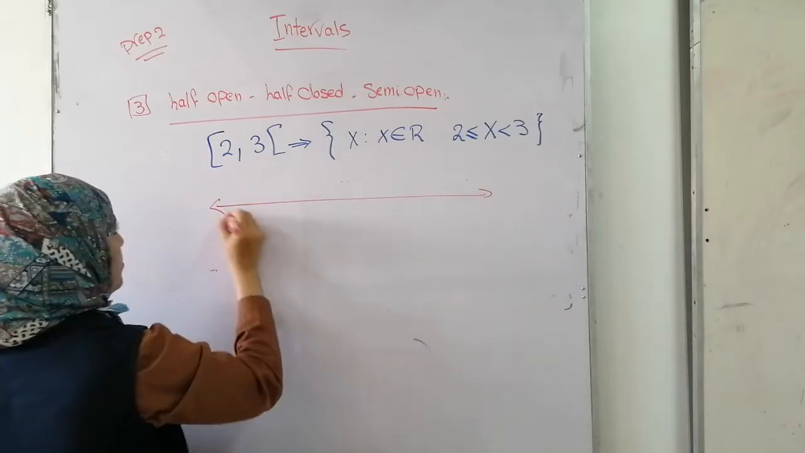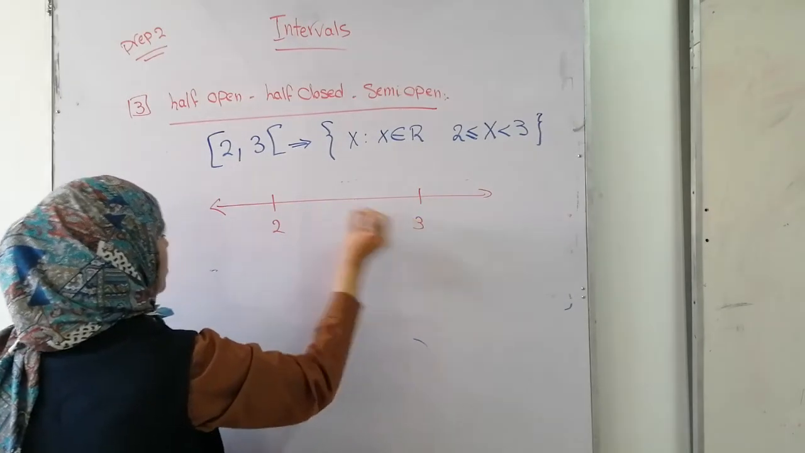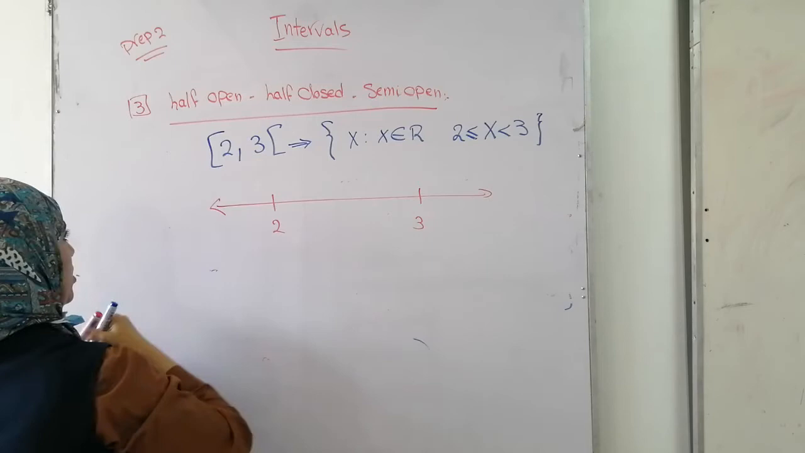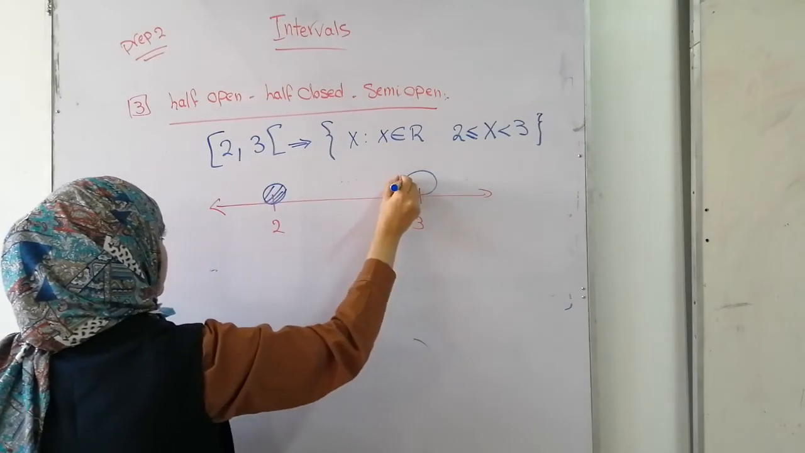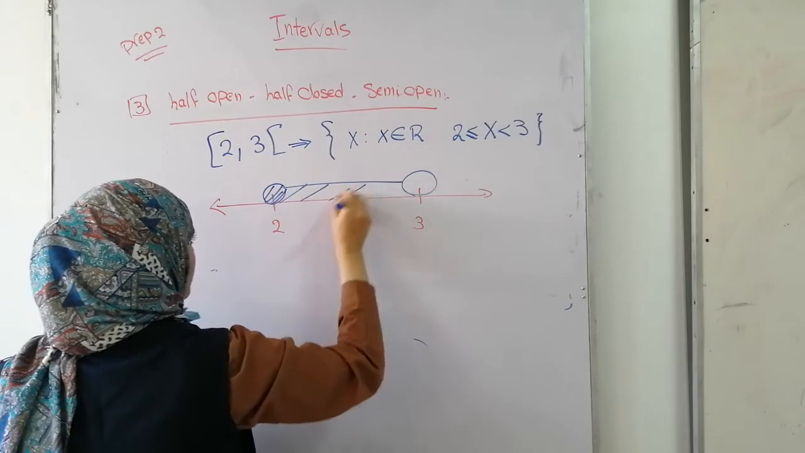Okay, let's represent it. We can write the number line, 2, 3. 2 is closed, so I close the circle of 2. 3 is open, so it's still open, and I shade all the parts between them.